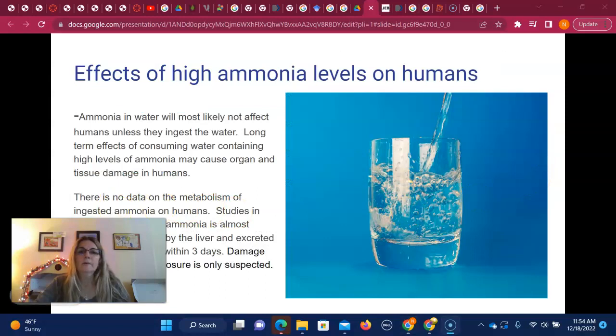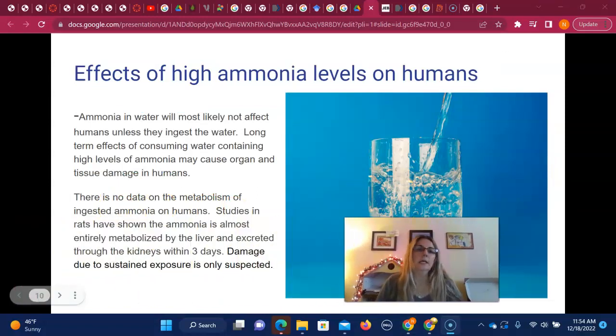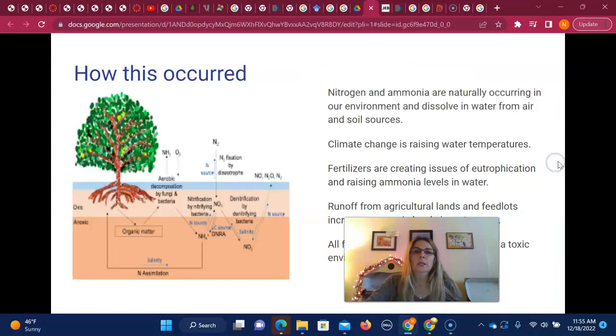So the effects of high ammonia levels on humans. Ammonia in waters most likely will not affect humans unless they ingest the water. Long-term effects of consuming water containing high-level ammonia may cause organ and tissue damages in humans. There is no specific data on the metabolism of ingested ammonia on humans. However, studies in rats have shown that ammonia is almost entirely metabolized by the liver and excreted through the kidneys within 3 days. Damage due to sustained exposure is only suspected. It is not, in fact, proven at this point.